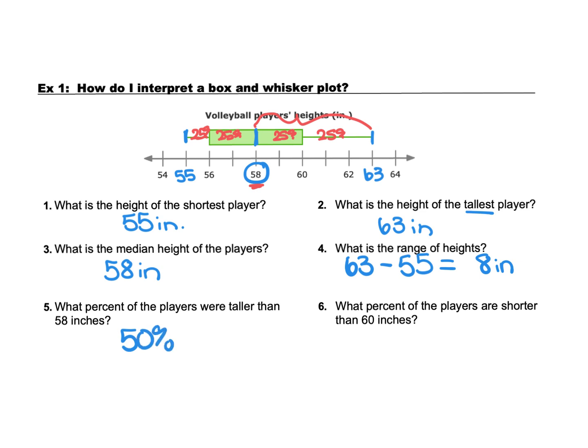And number 6, it says, what percent of the players are shorter than 60 inches? So the players that are going to be shorter than 60 inches, all of these players right here, are going to add up to 75% of the players being shorter than 60 inches.